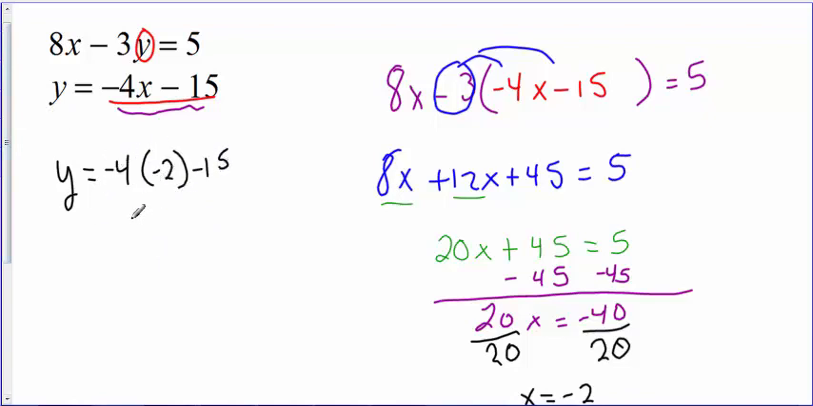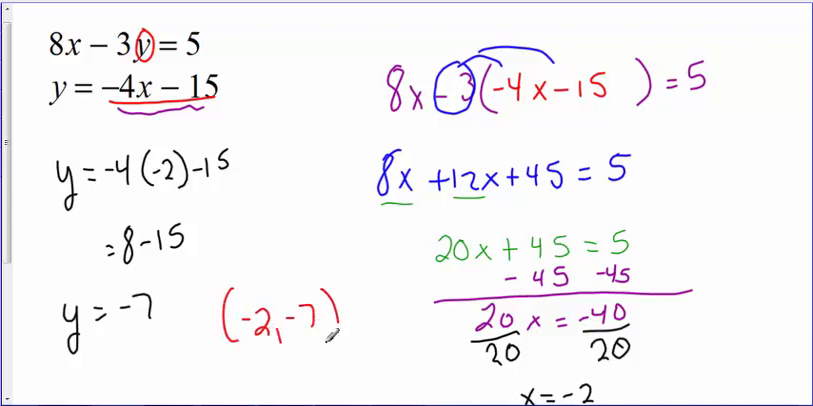Well, negative 4 times negative 2 is 8, minus 15. So y equals 8 minus 15, which is negative 7. Now, we know what x is and we know what y is: x equals negative 2 and y equals negative 7. We need to finish this by writing an ordered pair. So the solution to this is negative 2, comma, negative 7.